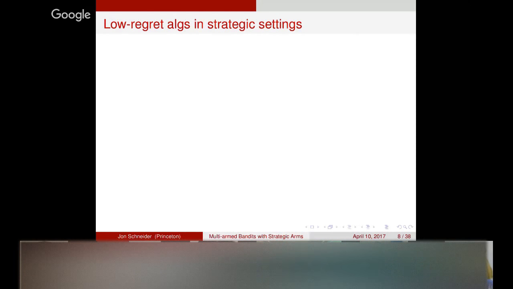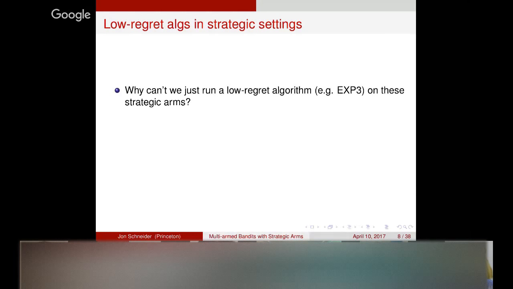All right, so one natural question maybe after seeing this model is, why can't we just run EXP3 or UCB or something? It seems like that'll still incentivize the arms to compete, maybe, because if one arm doesn't give so much, it'll get overtaken by the other arms. Seems naturally to do well.